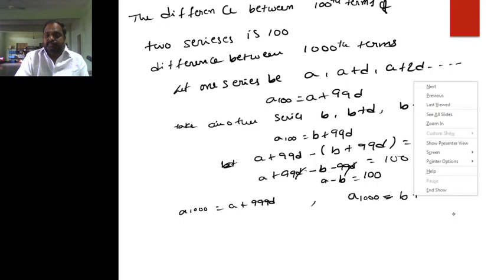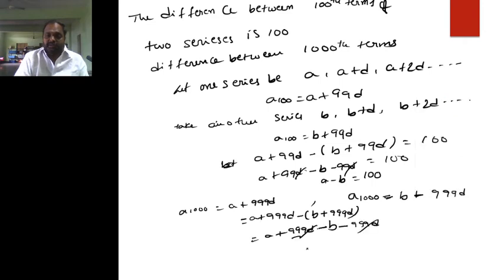What will be? A plus 999d minus b minus into plus minus b minus into plus minus 999d. So 999d cancel. Then a minus b, you will get a minus b. What is the value of a minus b? Here you got a minus b is equal to 100. So the difference between 100th terms is also 100, given that one, and the difference between thousandth terms is also 100.